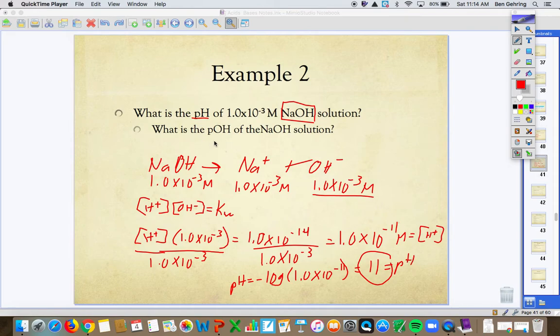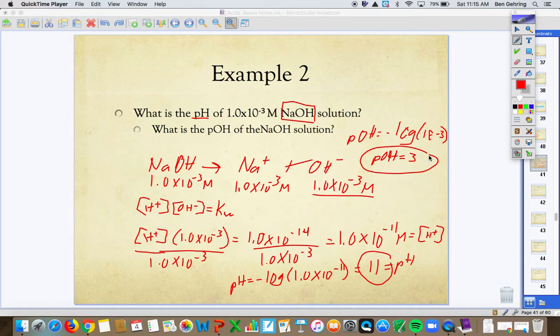The second question, what is the pOH? Now we can do this in one of two ways. Let's do it the way we know how. I gave you a hydroxide concentration of 1.0 times 10 to the minus third. So pOH equals the negative log of 1 times 10 to the minus third. Negative log of 1 times 10 to the minus third is going to give me, just like this gave me 11, this one's going to give me 3. So my pOH equals 3.